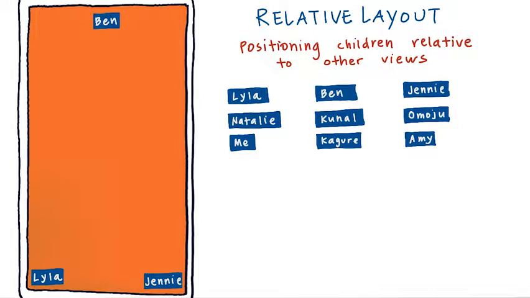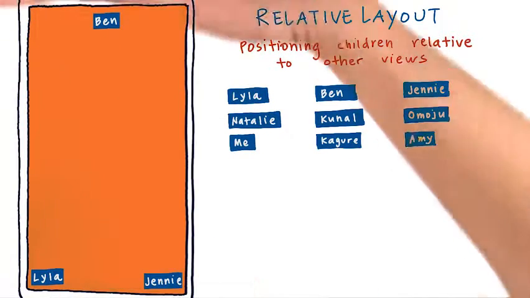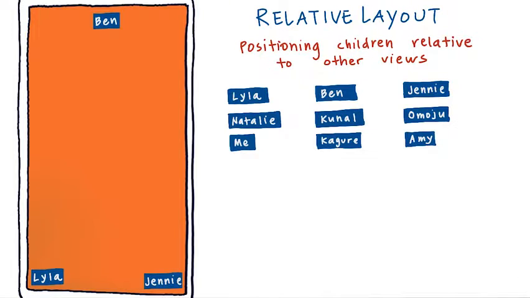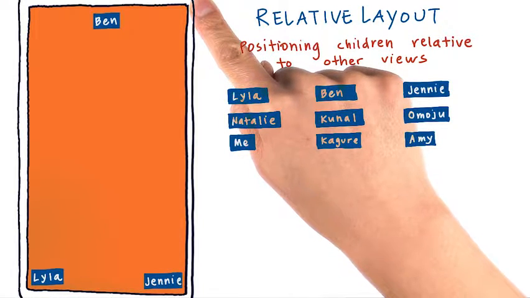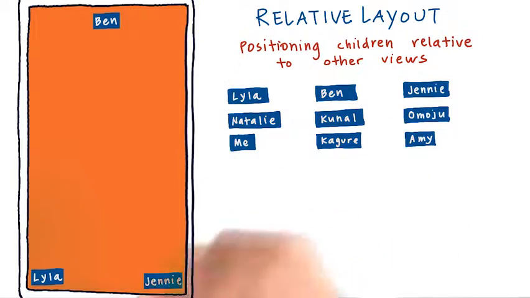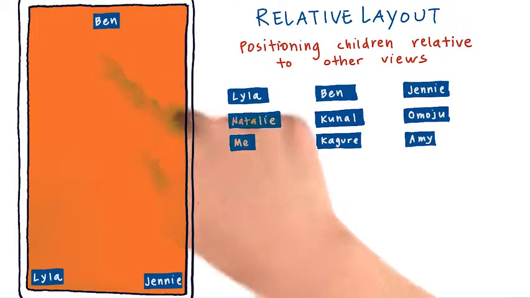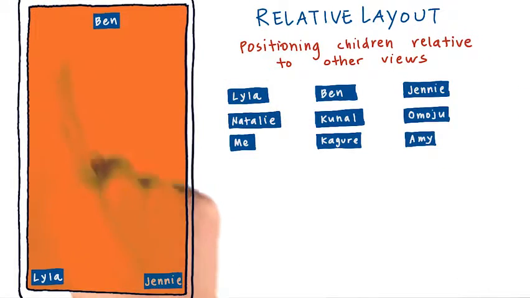We know how to position views in corners. So the Lila text view would be aligned to the parent's left edge and bottom edge. The Jenny text view would be aligned to the parent's right edge and bottom edge. For Ben, we would align him to the top edge of the parent. By the way, we're assuming that the parent is the full width and height of the screen. So we've set match parent for width and height. So back to Ben. He's aligned to the top of the parent. We also want to center him horizontally.